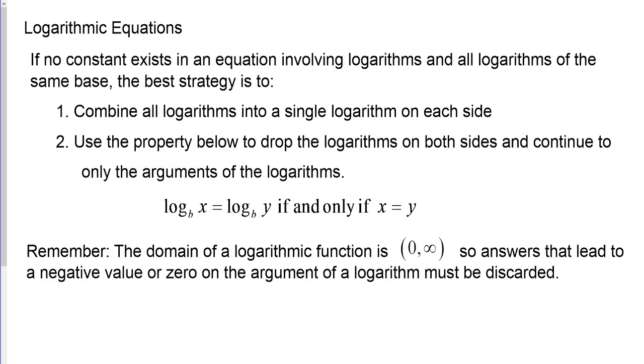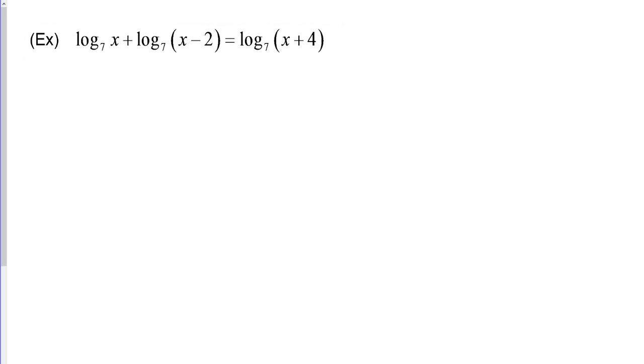So let's look at some examples. Starting with log base 7 of x plus log base 7 of the quantity x minus 2 equals log base 7 of the quantity x plus 4. So all three of these terms involve a log of the same base. There are no constants floating around. I don't have, say, plus 6 over here. That would be a constant floating. So I don't have that.